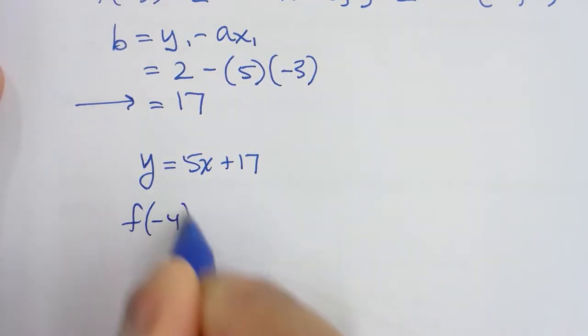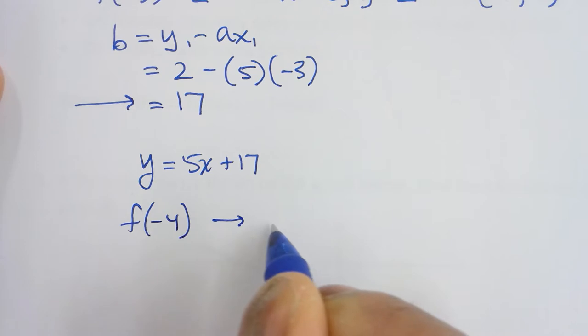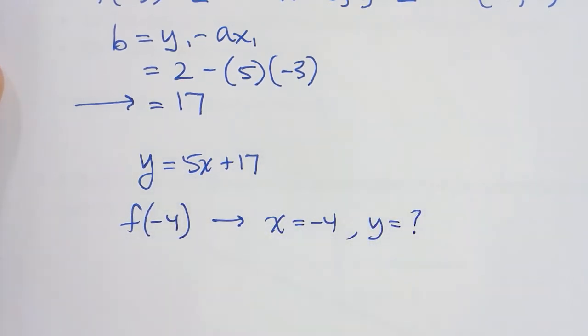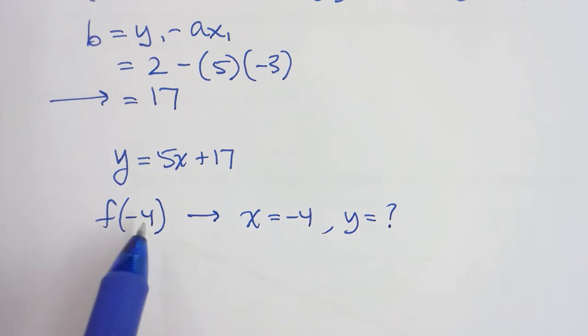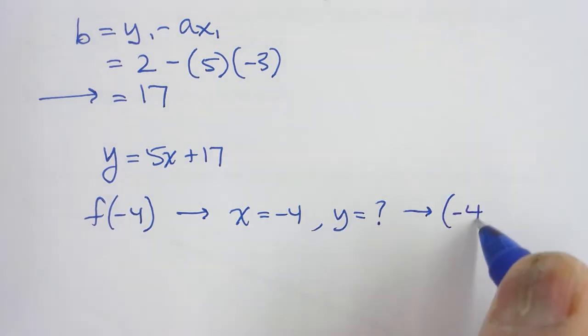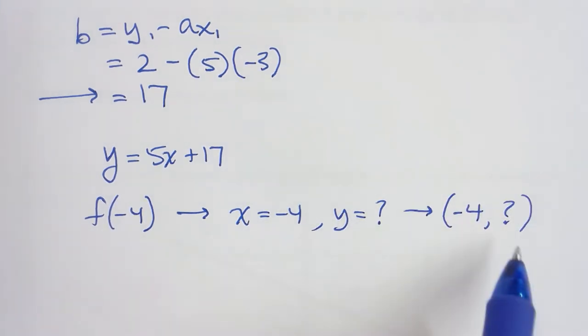F of negative 4, this means when x is negative 4, what's your y value? This thing inside the bracket is acting like your x. It's kind of the same thing as saying, in a coordinate point, you have the x, but you don't know the y value. It's the same thing.